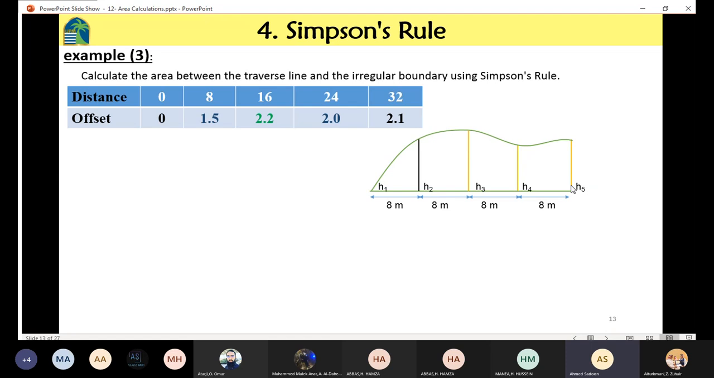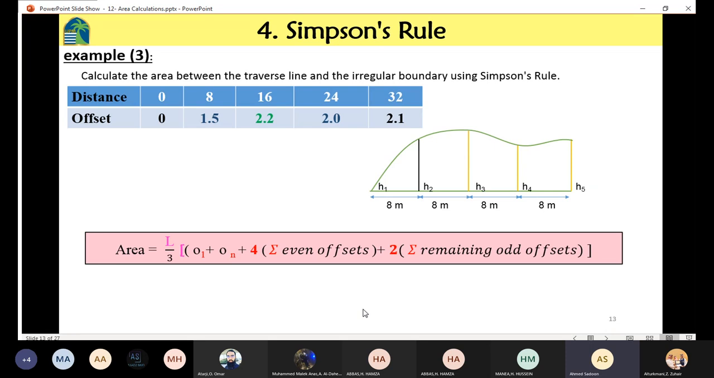So now we need to determine the area using Simpson's rule. So we need to bring the formula. Here is the formula, and we explain it. The value of L is going to be 8, because 8 represents the equal distance between the offsets. The value of O1, the first offset, is 0, and the value of the last offset is 2.1. Then we have the even offsets: the second offset and the fourth offset, which means it's going to be 1.5 plus 2.